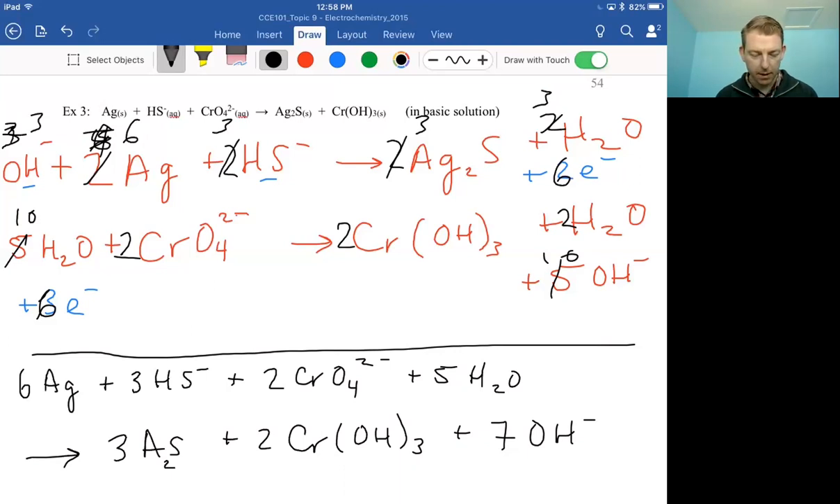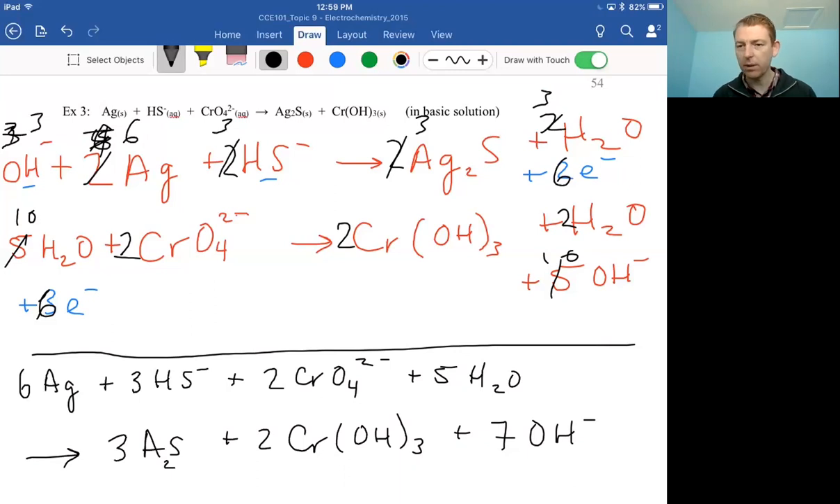All the charges are balanced. We've included now the water and hydroxide in there, again reminding that the water is acting as the acid in this case, and everything else should be complete.